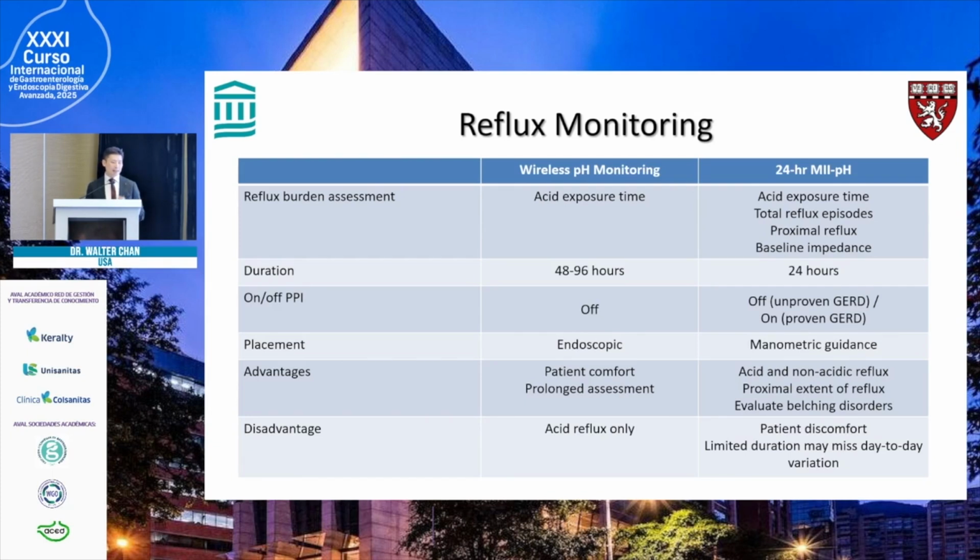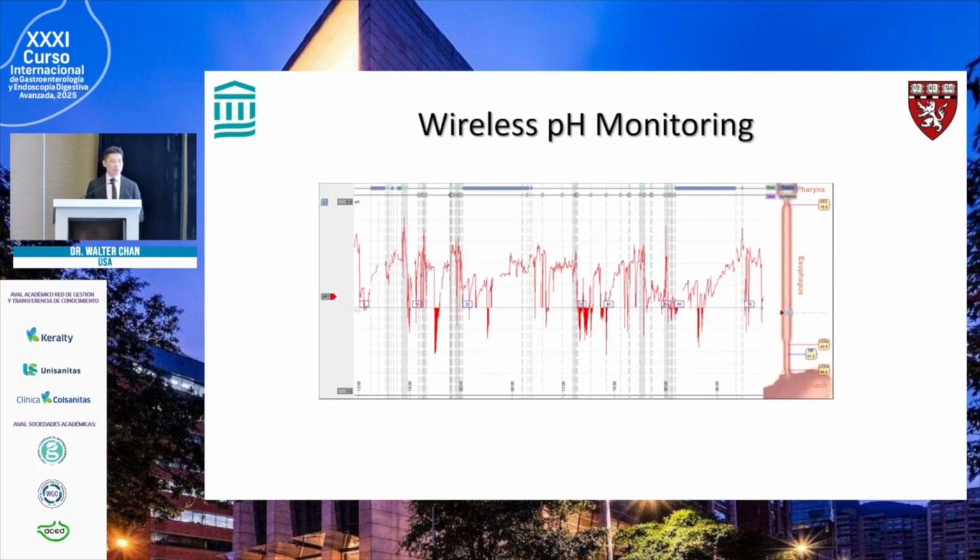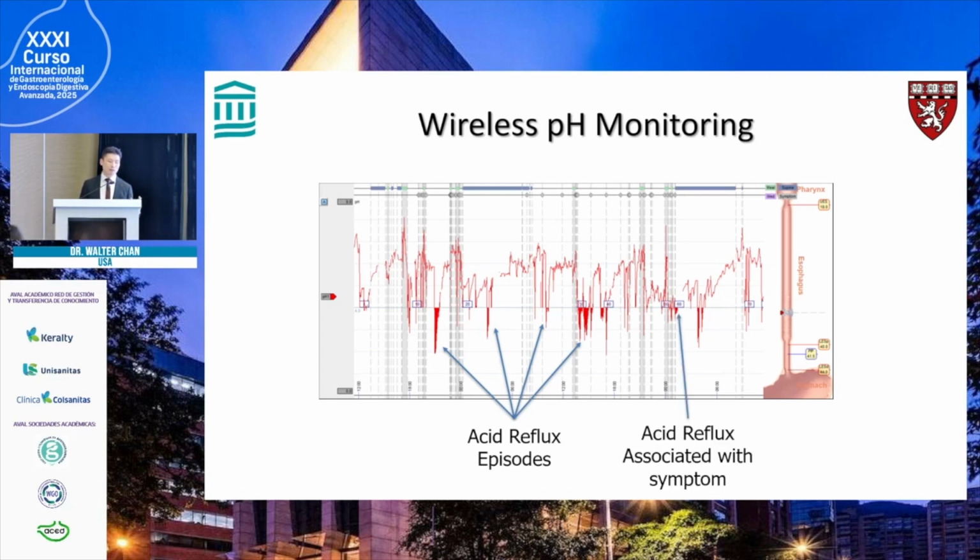One disadvantage of the pH impedance study is the discomfort, because patients are walking around with the catheter sticking out of their nose. A lot of times patients might not be eating or doing their daily activities normally, which may affect the accuracy of the result, and you also lose the day-to-day variation from the test. This is an example of a wireless pH monitor that you might be familiar with. You can look for when pH drops below 4, which marks the acid reflux episodes, and also look for acid reflux episodes that correlate with symptoms at the same time to do symptom correlation.